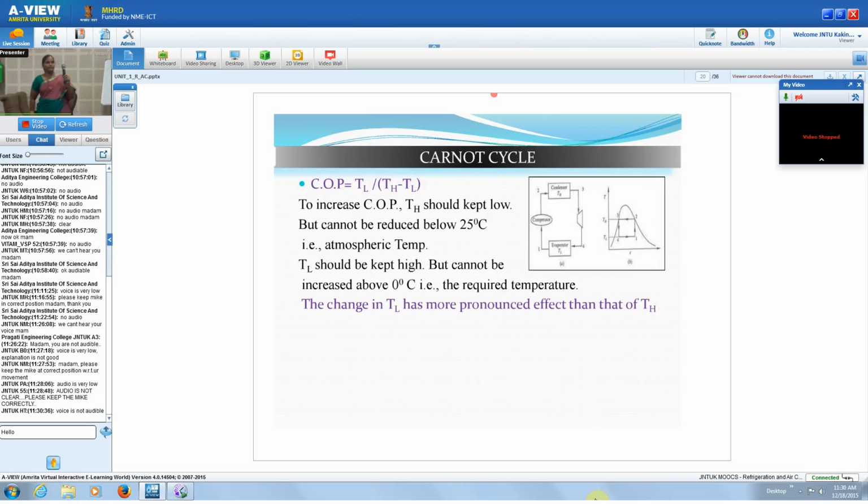Again the TS diagram is drawn without the curve, so there is no significance for the solid line and also the liquid line. Again, to increase the COP, TH should be kept low, but it cannot be reduced below 25 degrees centigrade, which is the atmospheric temperature, and TL should be kept high, but it cannot be increased above 0 degrees centigrade, the temperature required in the evaporator or the refrigerator. So the change in TL has a more pronounced effect than that of TH. That is the maximum cycle temperature for the reversible Carnot cycle.